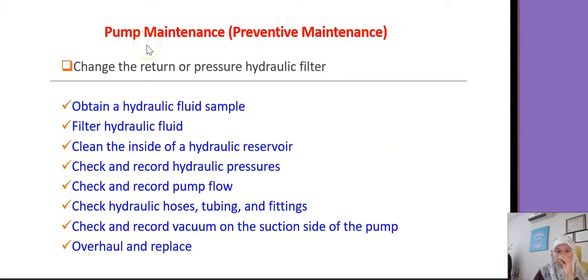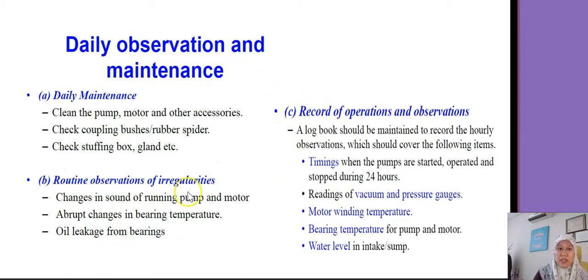And pump maintenance, this is important. You need to do maintenance regularly. Check what? Check the hydraulic fluid, check the filter, check inside the reservoir. What else? Record the pump flow, whether the flow differs, in terms of pressure, speed and so on. Check the tubing, fittings and all that. You have to do it regularly. This can be categorized as daily observation. You observe whether there is oil leaking, or a sudden rise in temperature, feeling hot, or vibration. All this can be observed.